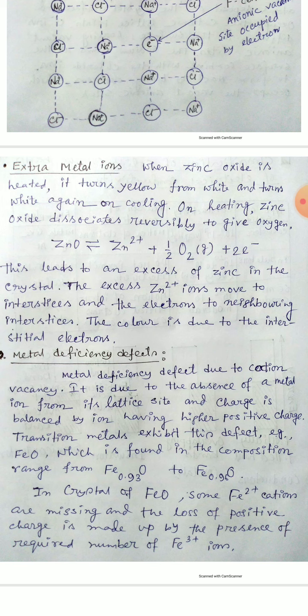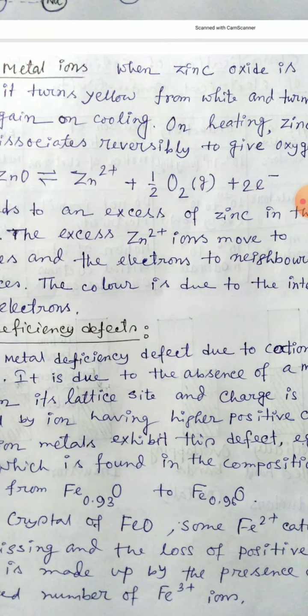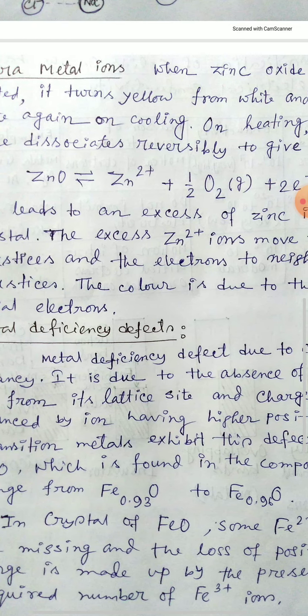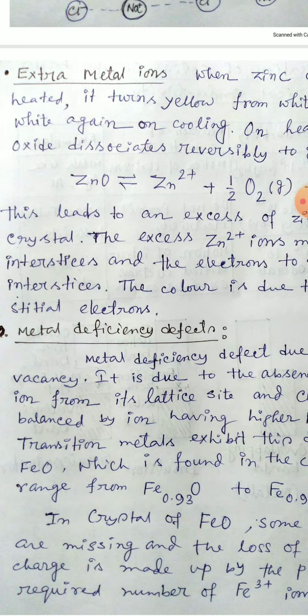Example: FeO, which is found in the composition range from Fe0.93O to Fe0.96O. You can see Fe0.93O to Fe0.96O. This is the composition of FeO.